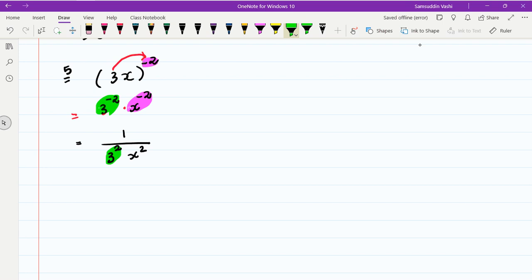3 squared is how much? 9. Right? So I can say 1 divided by 9. Okay, x squared is just x squared. I can't work with it. We okay with this? All right, that's number 5. And now 6. Okay. So what is 6?